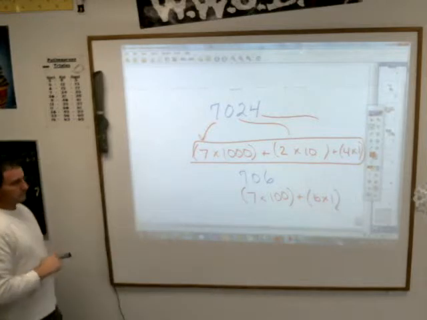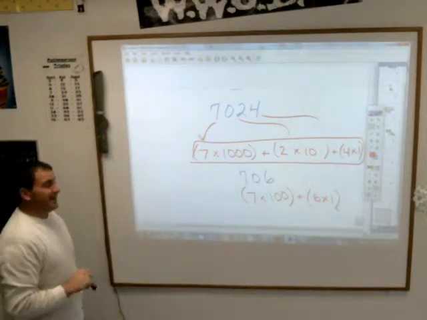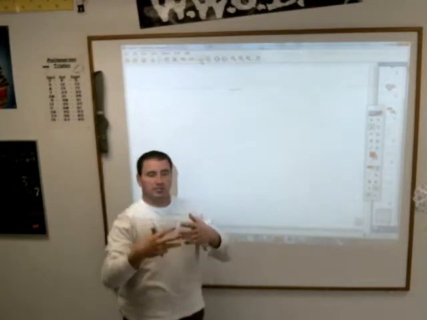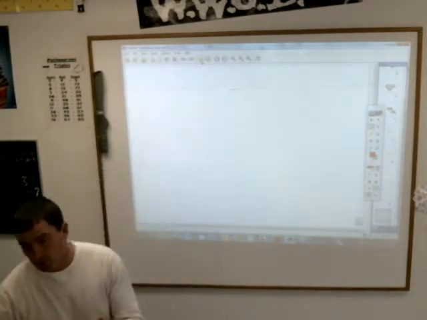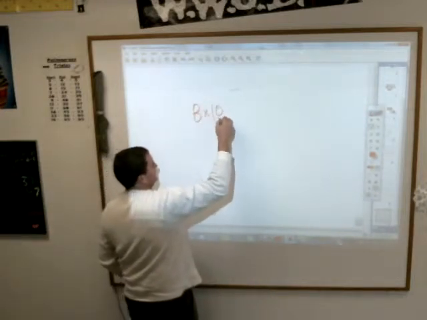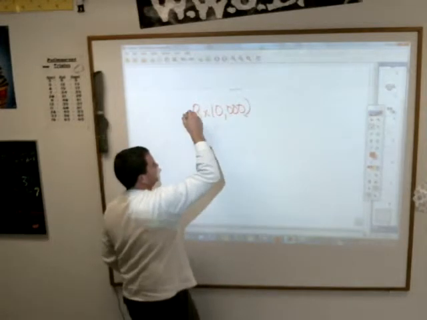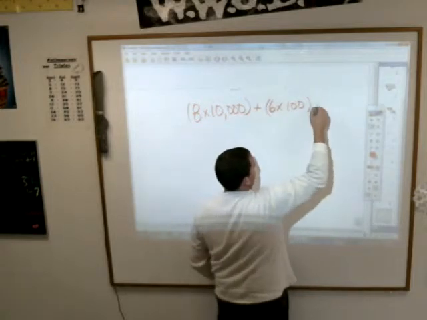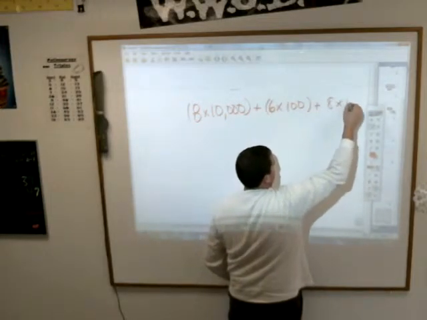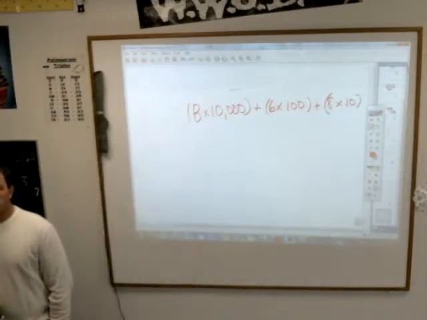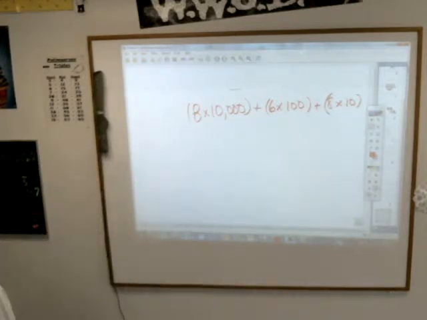Okay. Now, in addition to doing that, boys and girls, you also have to be able to work from expanded notation back to what we call standard form, which is what we normally write it in. For example, if you see something like this, 8 times 10,000 plus 6 times 100 plus 8 times 10. Okay, that's an expanded notation. If I ask you to write that in standard form, which is the way we normally write something, how are you going to do that?